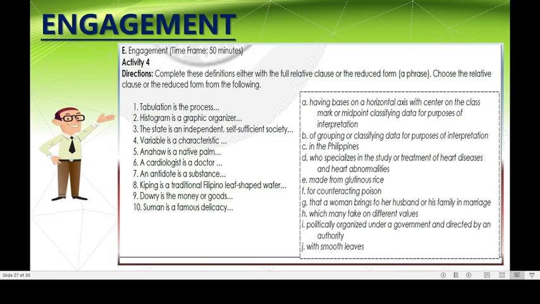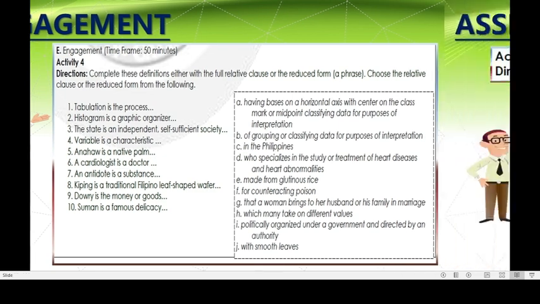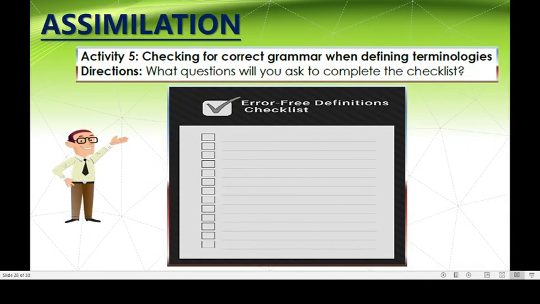Now we are going to enter the engagement phase with Activity 4. Complete these definitions either with the full relative clause or the reduced form or a phrase. Choose the relative clause or reduced form from the following. Next is the assimilation phase, represented by Activity 5, checking for correct grammar when defining terminologies. The direction: what questions will you ask to complete the checklist?